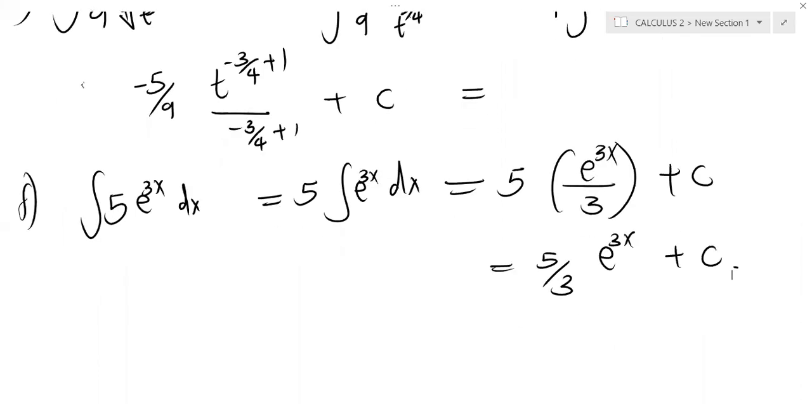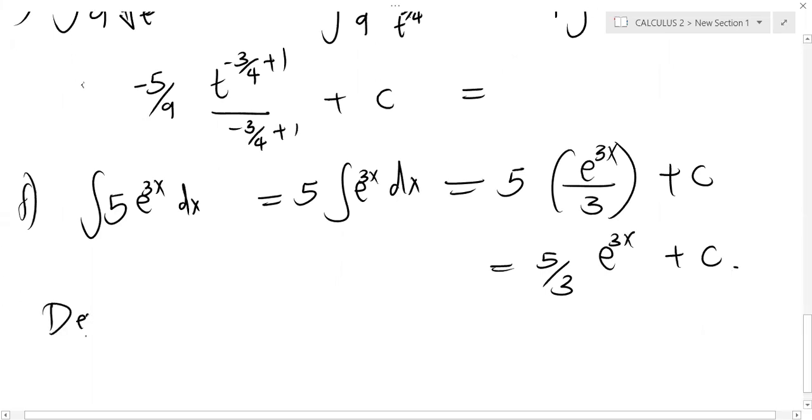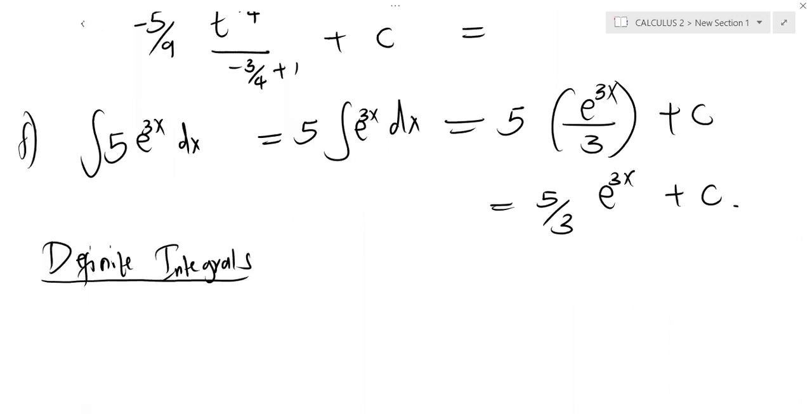Now, what if we are told to integrate some definite integrals? We are given some definite integrals to work out. Definite integrals are where the range is defined. So we will not have a plus c, but we will have an actual answer in terms of a particular constant.